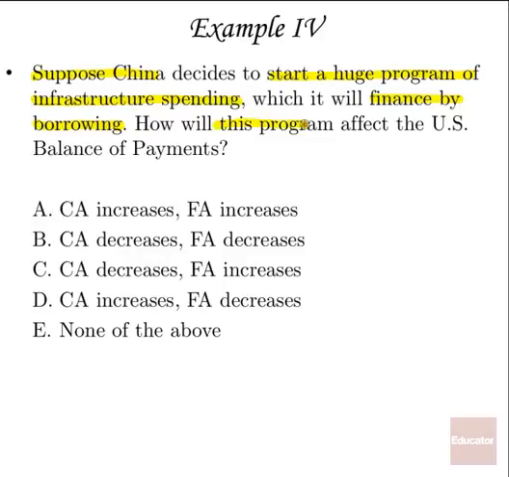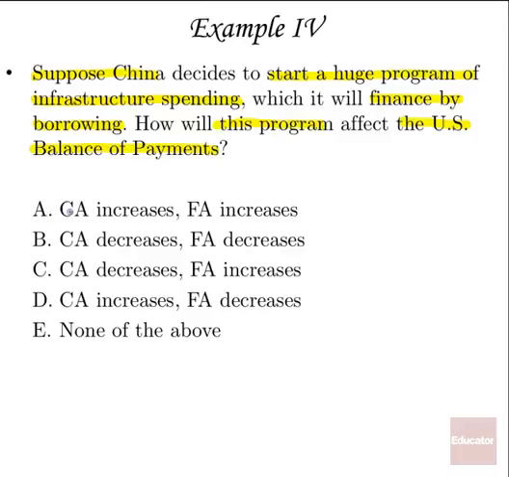So how will this program affect the United States balance of payments? Well, let's assume that the money that would have been flowing into the United States is now being diverted to China, or maybe it's the U.S. that's helping finance China's infrastructure spending. If that were the case, then how would the current account and financial account be altered? So let's take a look at this here just to give you an idea of not only how to answer this from an economic perspective, but from a test-taking strategy perspective. So how would you be able to answer this here?